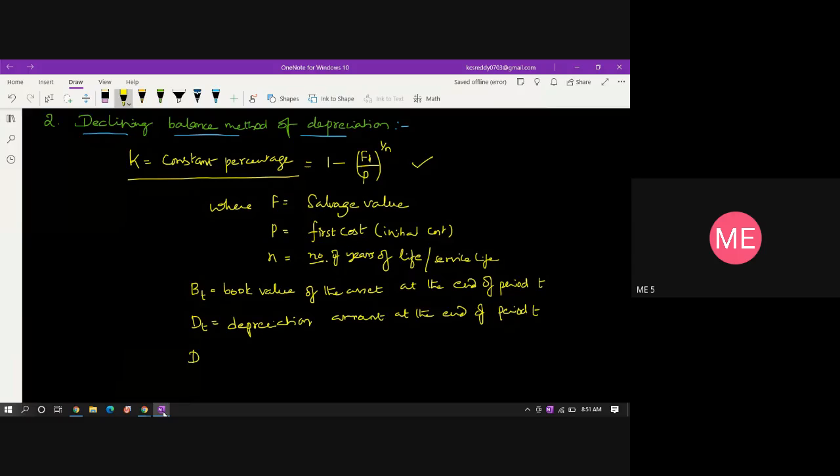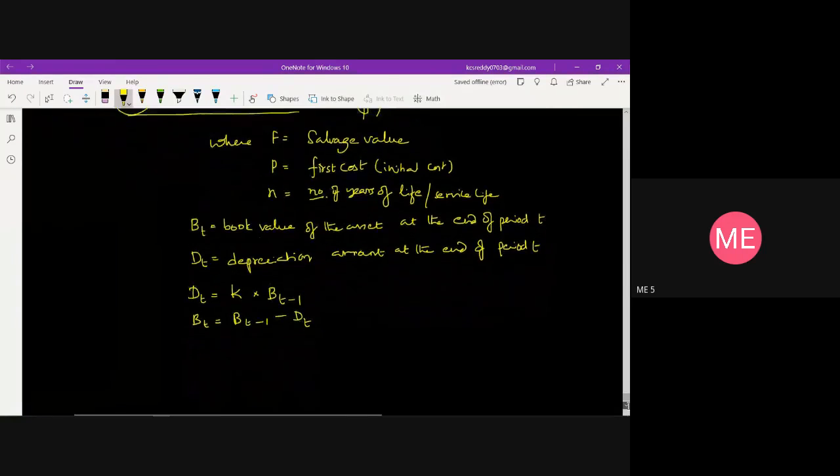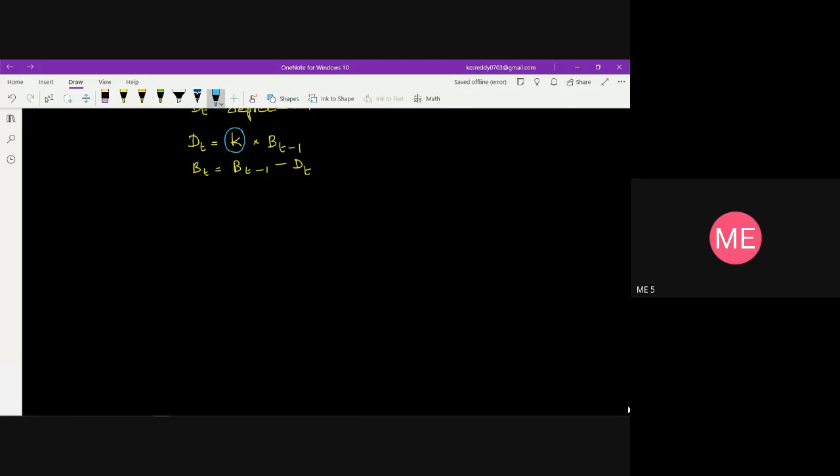First, how to calculate the depreciation at the end of period T: DT = K times BT minus 1. We also have the equation for BT: BT = BT minus 1 minus DT. This is how we calculate the depreciation amount as well as the book value. Here K represents the fixed percentage, and we have seen how to calculate it.